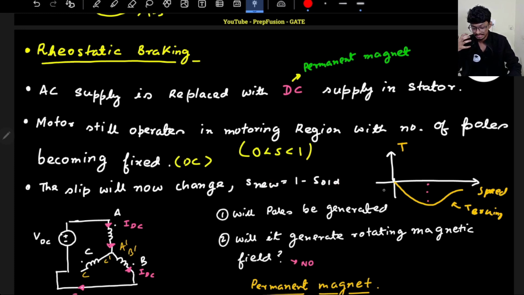Intuitively also you can understand the lag has increased. If the lag has increased, the slip also will increase, right? Slip defines the lag between the stator field and the rotor. Previously the lag was Ns minus Nr, now Ns is gone, Ns is 0, so the lag is Nr, which is high. So the lag has increased, so slip also will increase. Intuitively also you can understand.